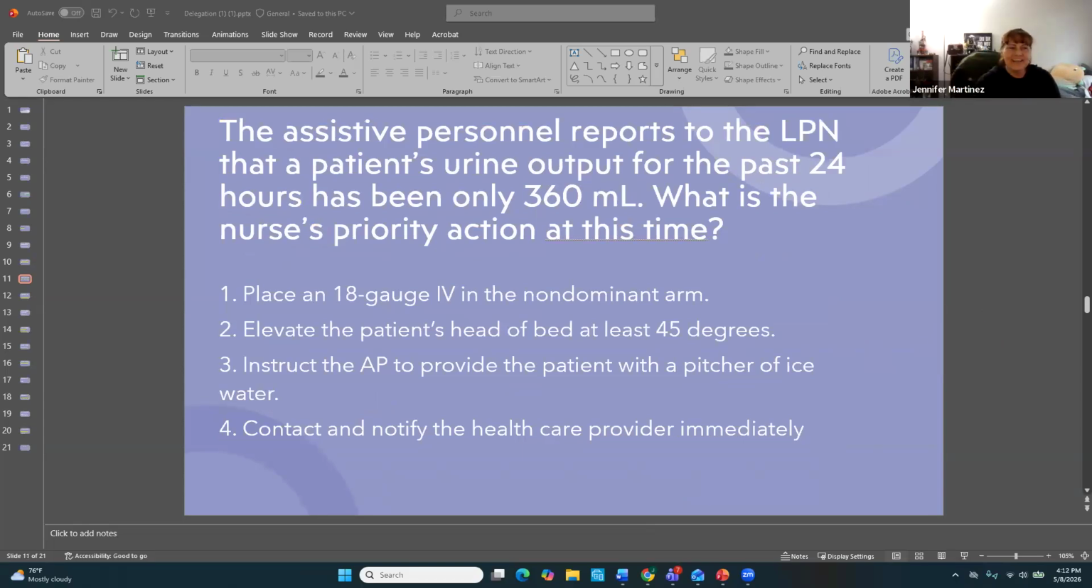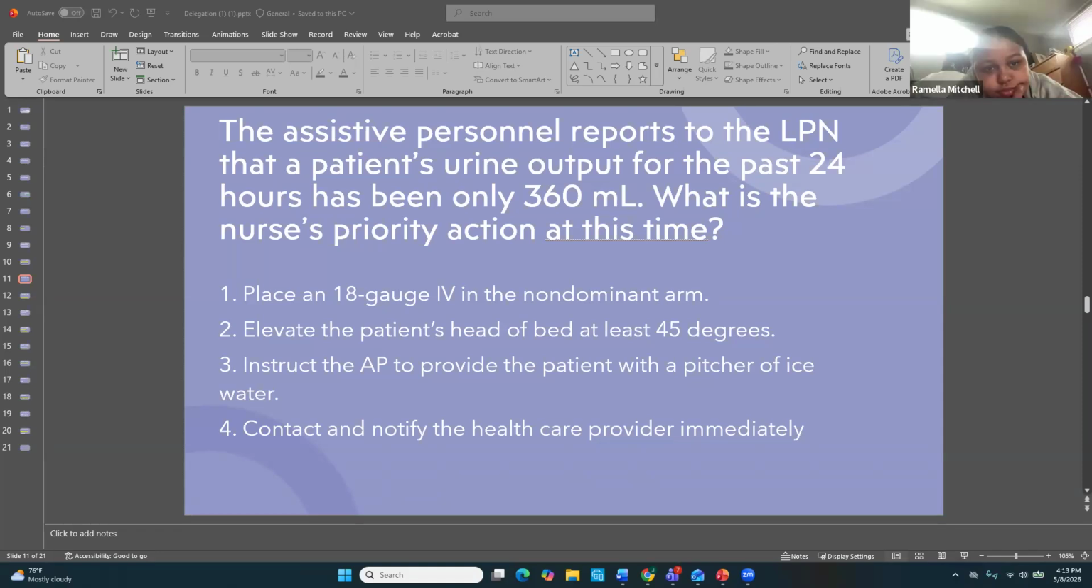All right. The assistive personnel reports to the LPN that a patient's urine output for the past 24 hours has only been 360 mLs. What is the nurse's priority action at this time? 1, place an 18 gauge IV in the non-dominant arm. 2, elevate the patient's head of bed at least 45 degrees. 3, instruct the AP to provide the patient with a pitcher of ice water. Or 4, contact and notify the healthcare provider immediately. I like this one. Four.